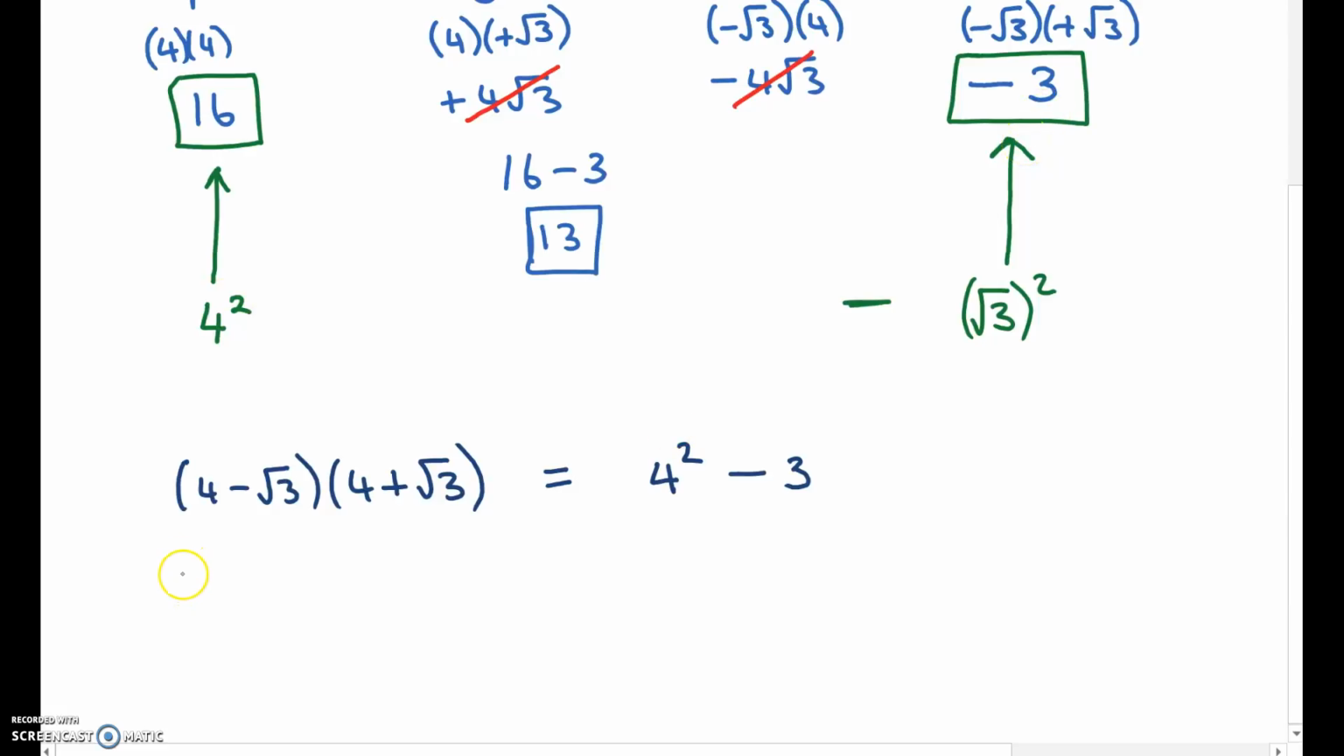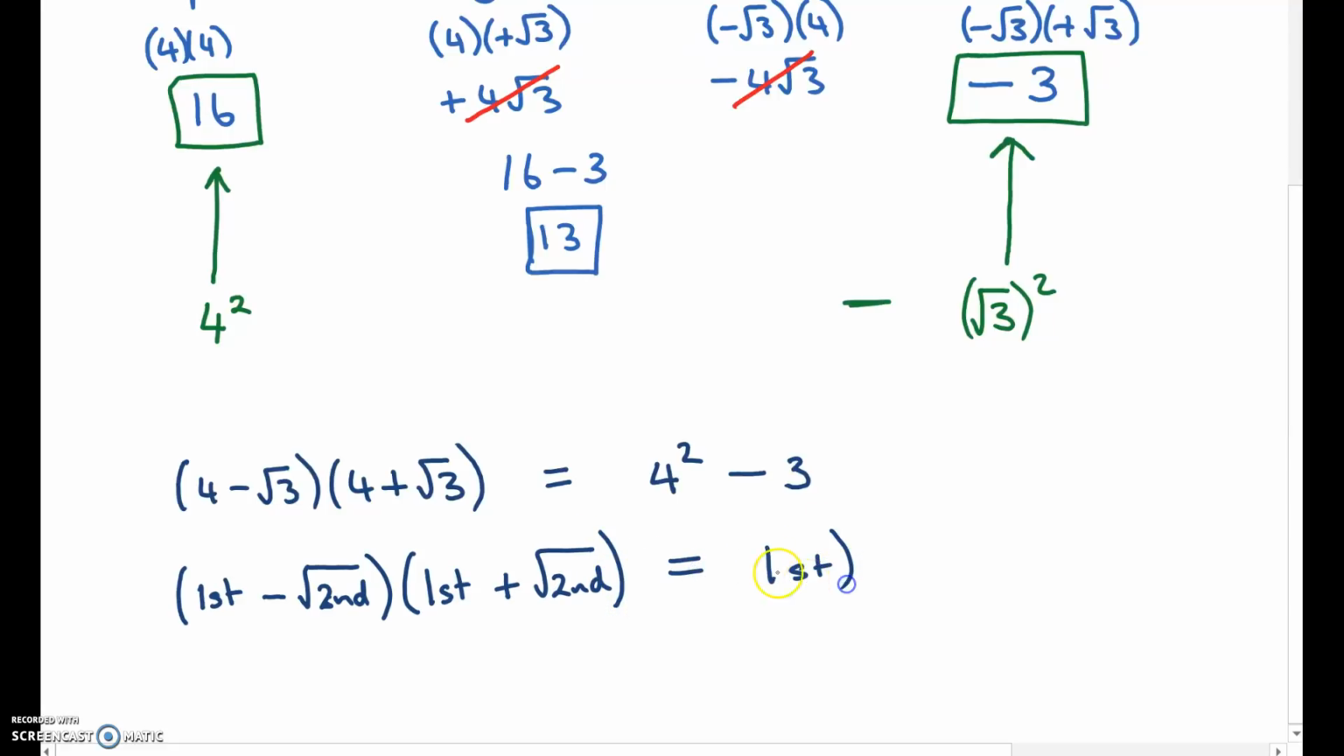So in other words, if we had the first number minus the square root of the second number times the first number plus the square root of the second number, our answer is always going to be the first one squared minus the second. Now the second number isn't squared. First one squared minus the second.